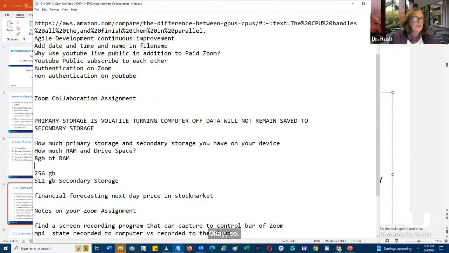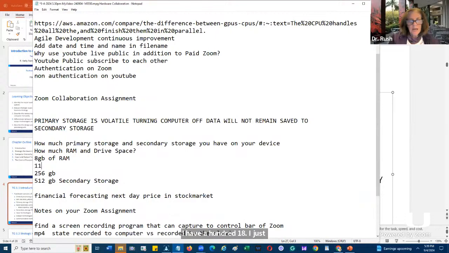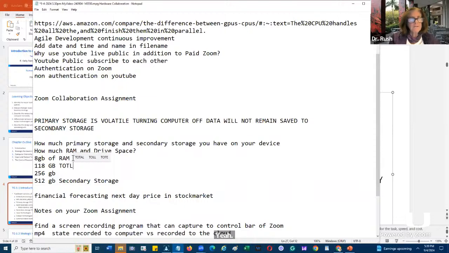Drives. So even on a Windows machine, how do you find out? Even Google it or with Gen AI, basically find out. How do you find out in a Windows machine how much drive space I have? I have 118. I just looked. Okay, 118 free space or what does it say exactly? Total, 118 gigabytes total. Okay. So what's the difference and who cares?